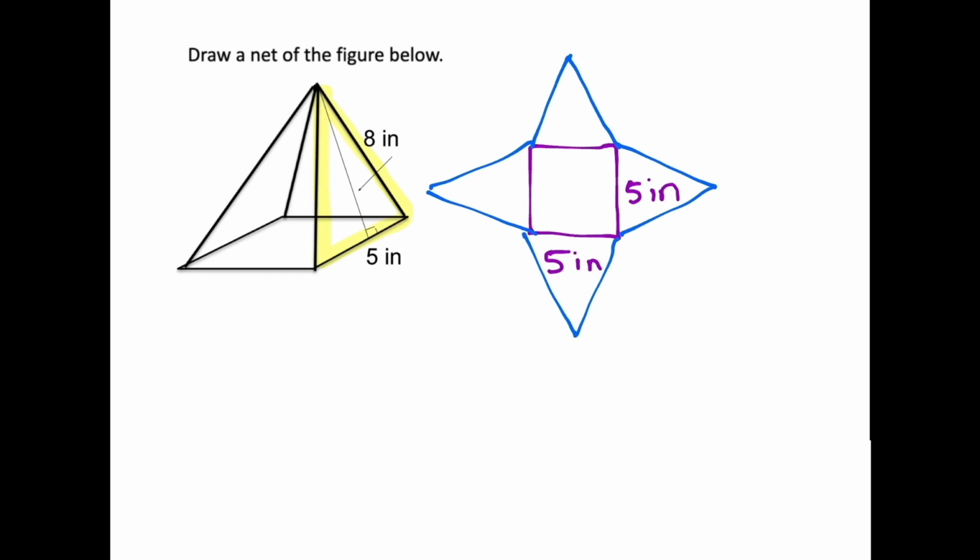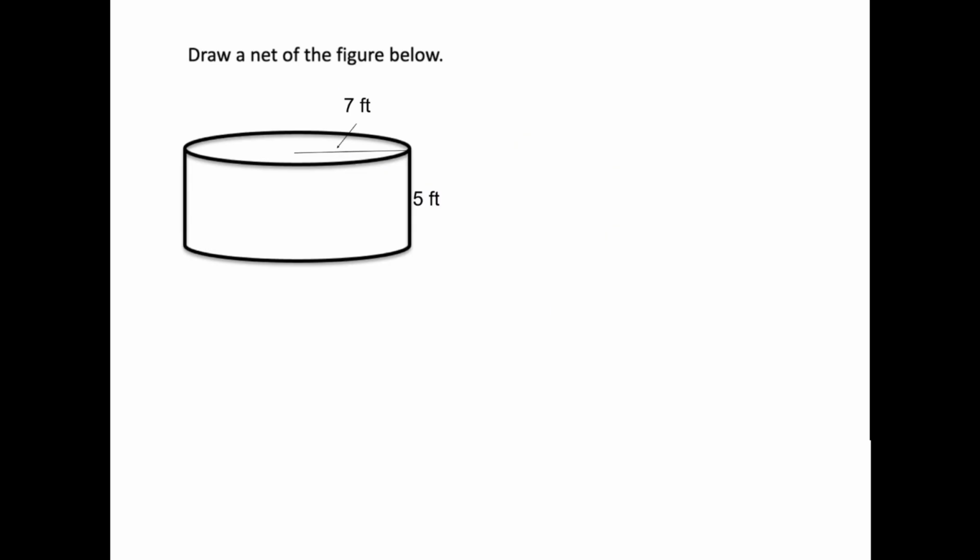The base of the triangle is the 5 inches because that's the side of the square. The height of the triangle is going to be 8 inches. Now we have our net of the square pyramid. Let's switch gears and talk about a cylinder. A cylinder is another type of 3-dimensional shape. It has 2 bases that are both circular, but instead of having flat faces, it has a rounded surface for a face. When I think of a cylinder, I think of a can such as a can of soup.